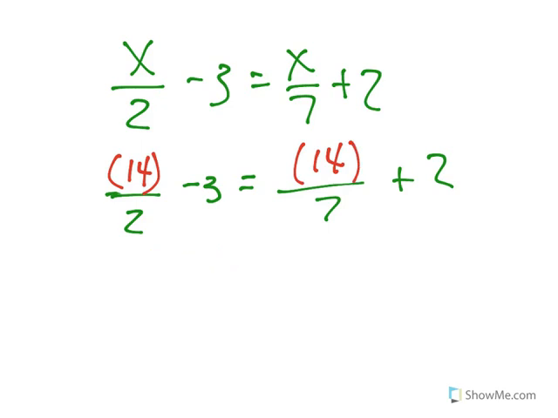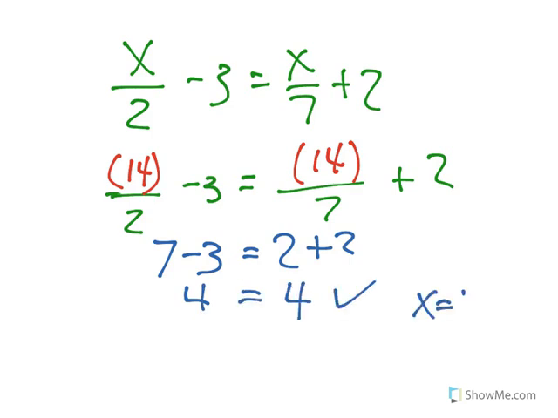So now when we check it, we get 14 halves is 7 minus 3. And 14 sevenths is 2 plus 2. 7 minus 3 is 4. 2 plus 2 is 4. So we're happy, we're convinced that x is equal to positive 14.